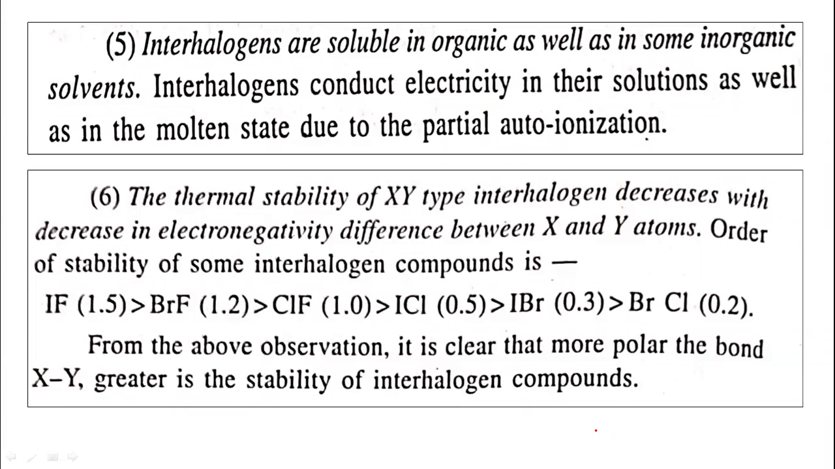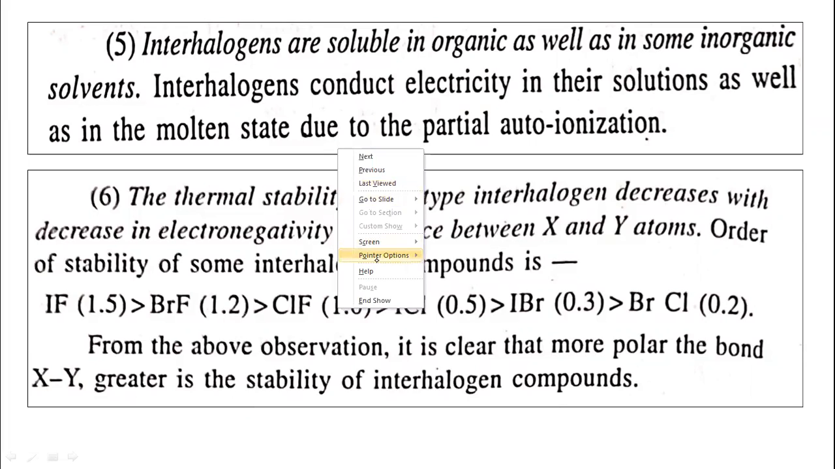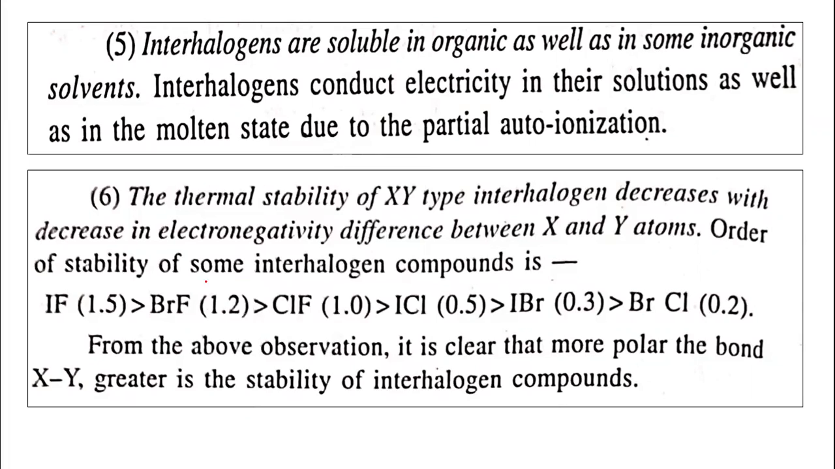Then the fifth property, solubility of interhalogen compounds. Interhalogens are soluble in organic as well as some inorganic solvents. Interhalogens conduct electricity in their solution as well as in their molten state due to partial autoionization. Due to partial autoionization, they can be ionized, so the solutions of interhalogen compounds conduct electricity.